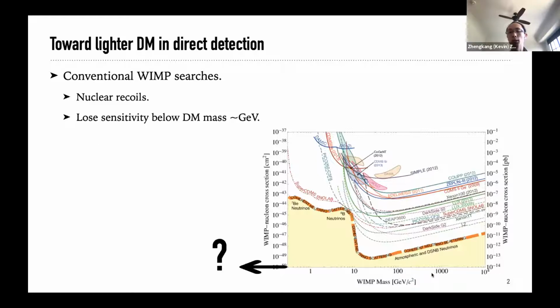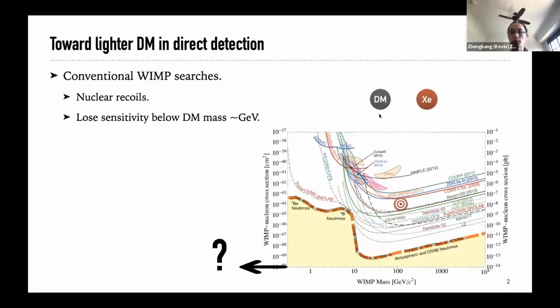This is already a little bit outdated now, but it still serves to illustrate the point, which is that despite the tremendous progress that we have made in probing the WIMP parameter space, we have not done a very good job at probing, say, sub-GeV dark matter, because all these curves lose sensitivity at around the GeV. And the reason is quite intuitive to understand.